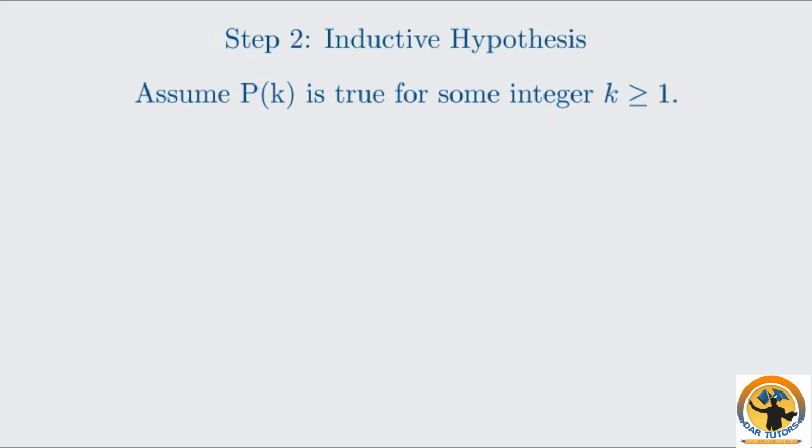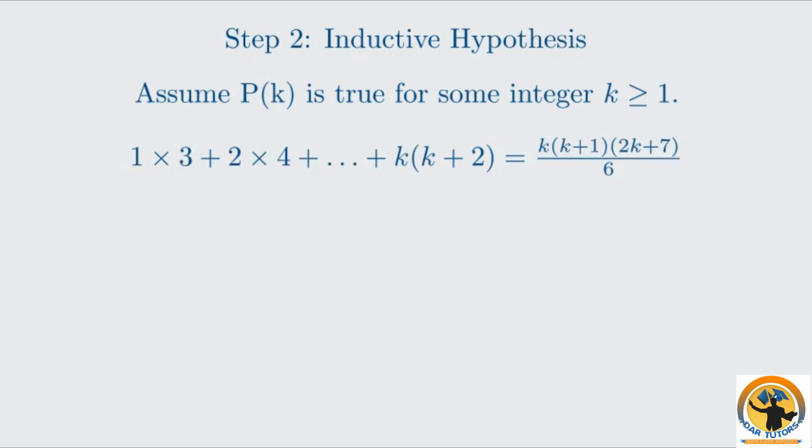Step 2. The inductive hypothesis. We assume the proposition is true for some arbitrary positive integer k. This means we assume that the sum of the series up to the k-th term is equal to k times (k plus 1) times (2k plus 7), all divided by 6. This is our key assumption that we will use in the next step.